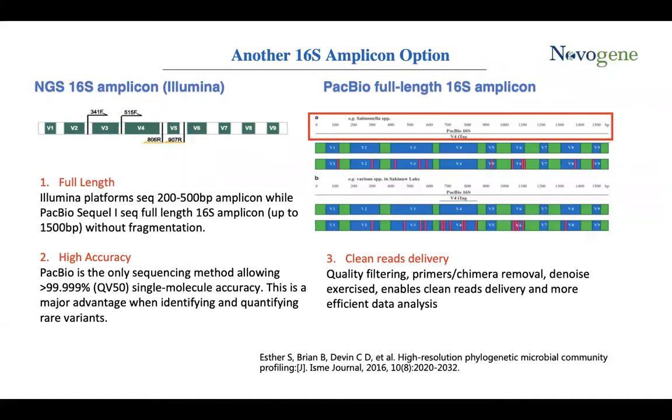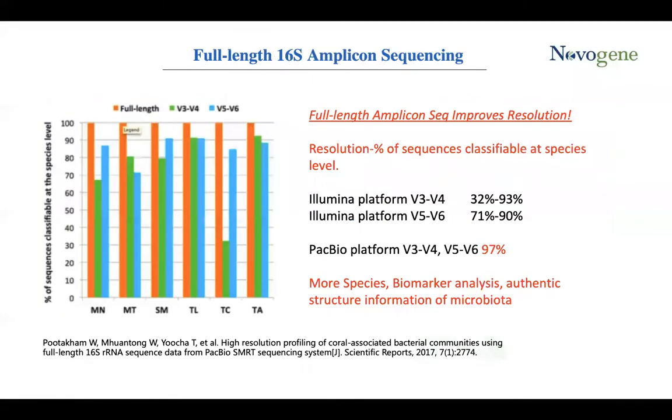So the accuracy is very high, which can go up to 99.999%. This is a major advantage when we want to identify or quantify some very rare variants. Also, full-length 16S amplicon on the PacBio platform can greatly improve the resolution, that is the percentage of sequences which are classifiable at species level. This is a statistical figure from a paper, where the x-axis shows sample names, while the y-axis is the percentage of sequences classifiable at species level.